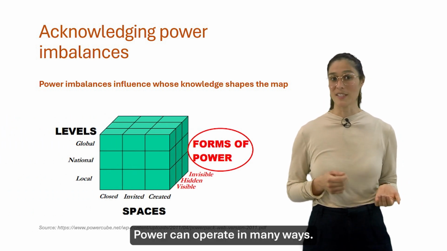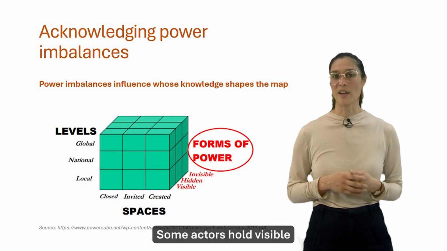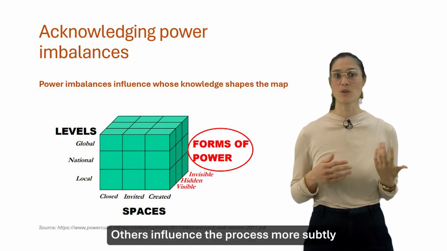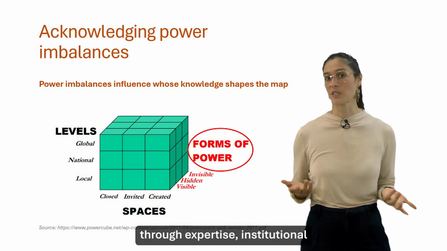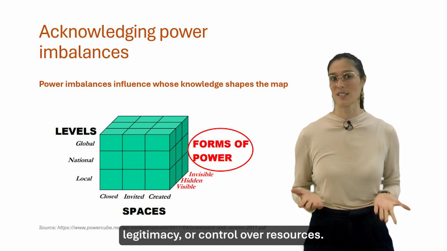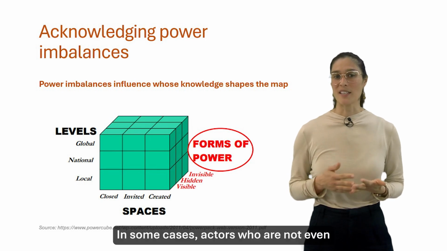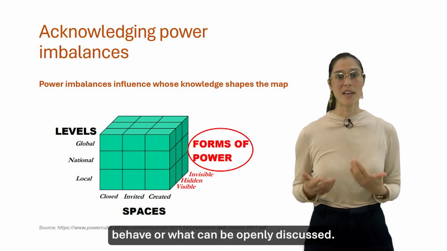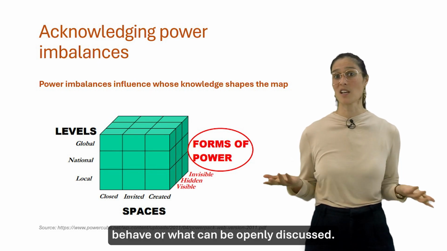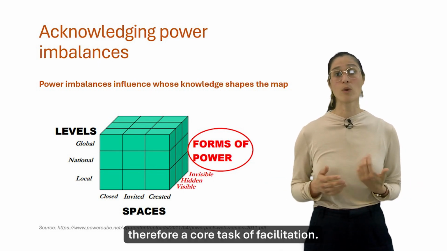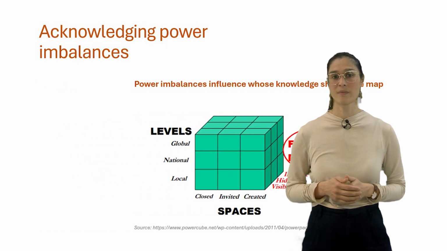Power can operate in many ways. Some actors hold visible decision-making authority. Others influence the process more subtly, through expertise, institutional legitimacy, or control over resources. In some cases, actors who are not even present can still influence how others behave, or what can be openly discussed. Addressing power imbalances is therefore a core task of facilitation.